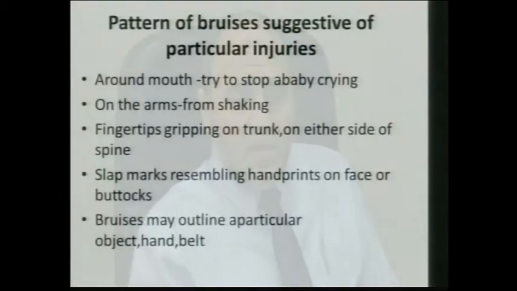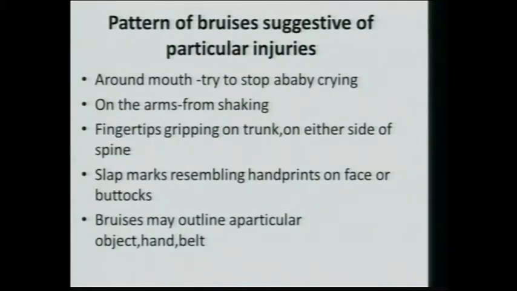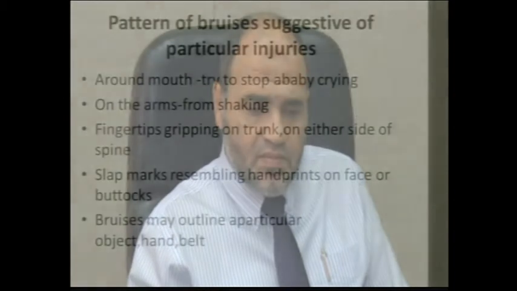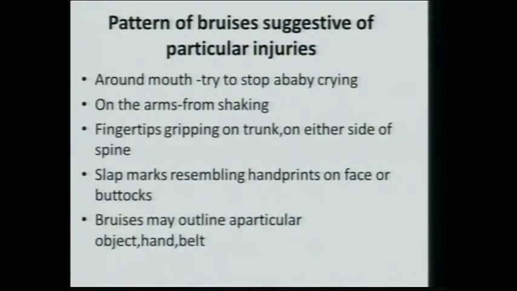Why are these bruises suggestive of particular injury? Maybe bruises around the mouth, where the abuser tried to stop the baby crying. Sometimes bruises on the arms from shaking. Fingertip gripping on the trunk on either side of the spine. Other forms, slap marks resembling handprints on the face or buttock. Bruises also may outline a particular object, like a hand or belt.